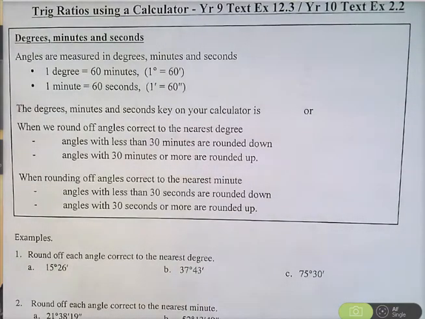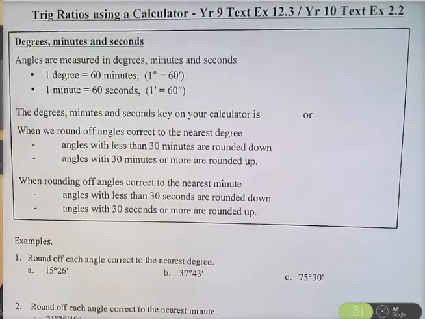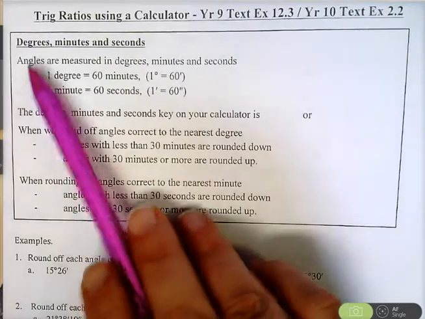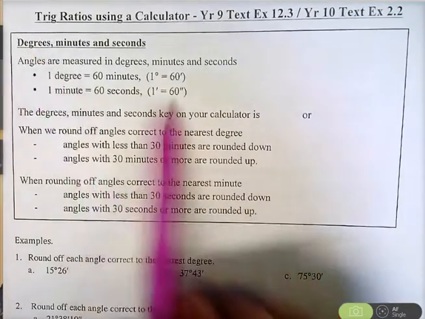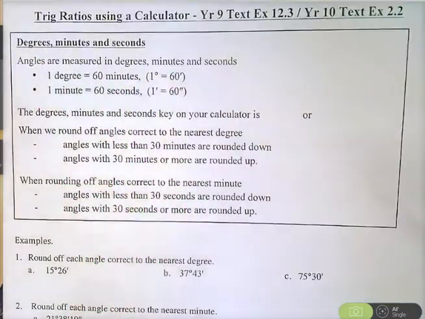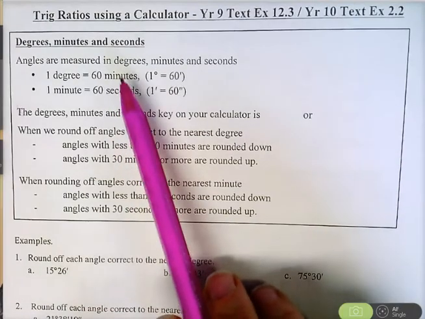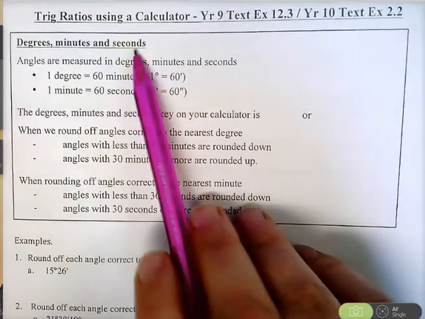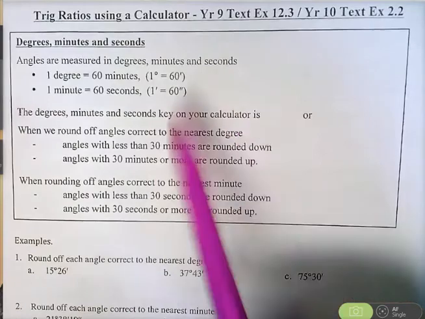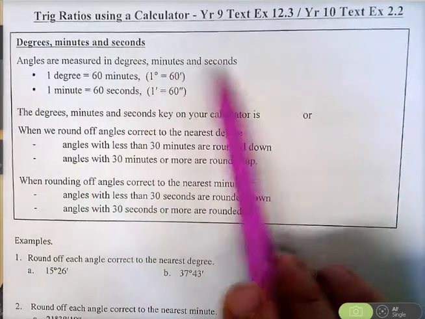Okay, we're looking at using your calculator. So trig ratios using your calculator. Now, angles are measured in degrees, minutes, and seconds. You're used to seeing hours, minutes, seconds for time, but with angles, it's degrees, minutes, seconds.